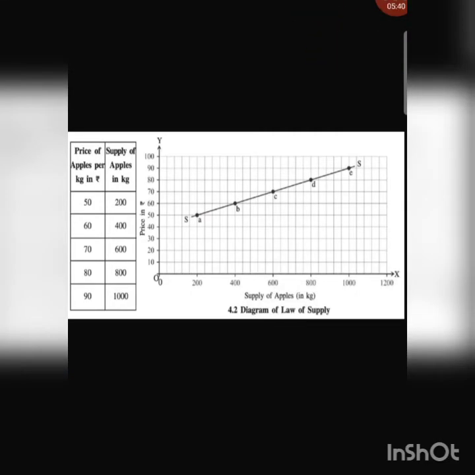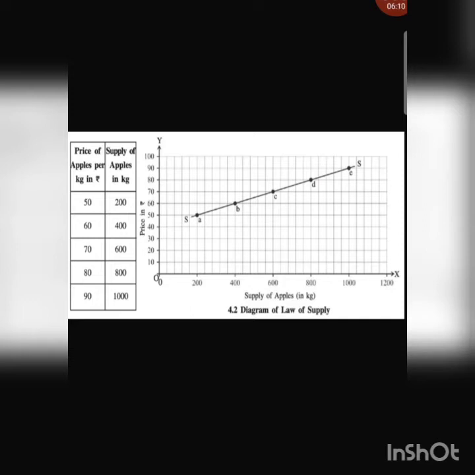Now student, another thing in the law of supply you will write is the schedule, diagram and explanation of supply. Here you can see that the seller's willingness to sell goods at various prices is called the supply schedule. In this table, the price of apple per kg in rupees is given to you, and the supply of apple in kg is given to you.